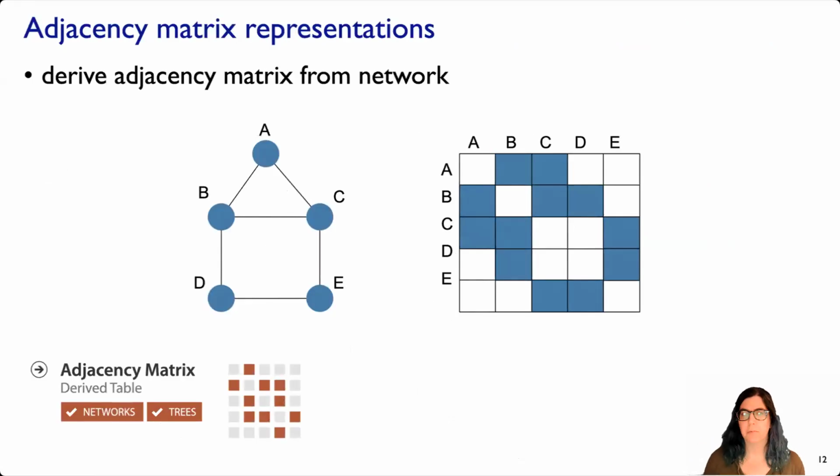Okay, well, what else could we do? We could basically derive an adjacency matrix from the network. And these are called, unsurprisingly, adjacency matrix representations. So, what's going on there?